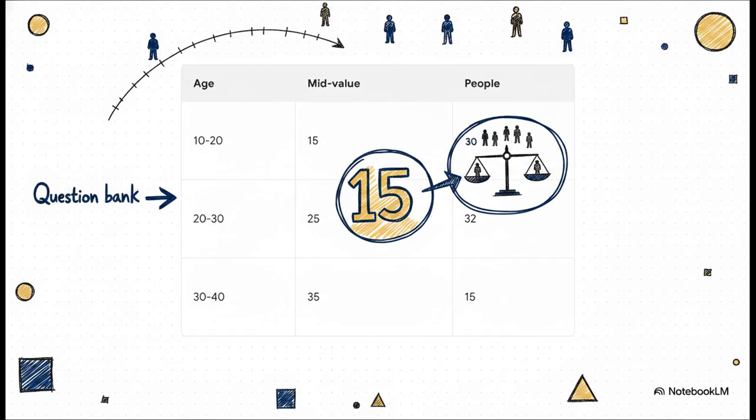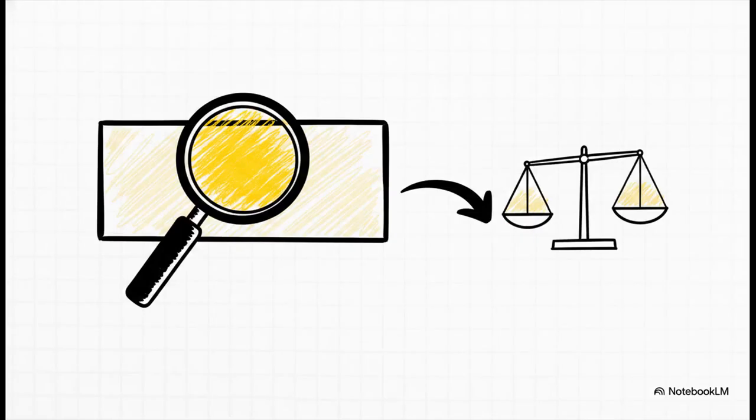That's where the mid value, or m, comes in. Right in the middle of 10 and 20 is 15. So that 15 now stands in for all 30 people in that group. Because we swapped our exact x observations for these new mid-values, our base formula gracefully evolves. We simply replace the x with an m. The direct method becomes the sum of frequency times mid-value divided by the total frequency.